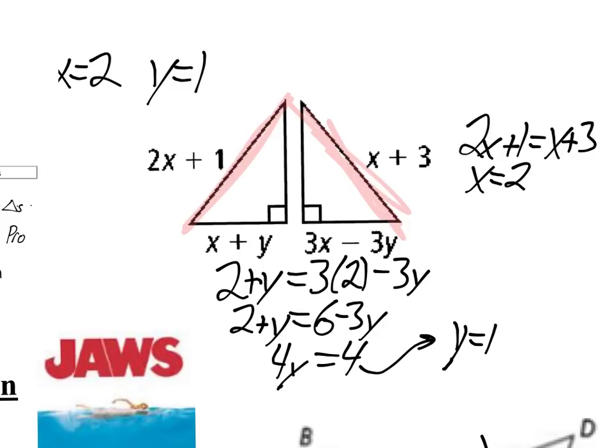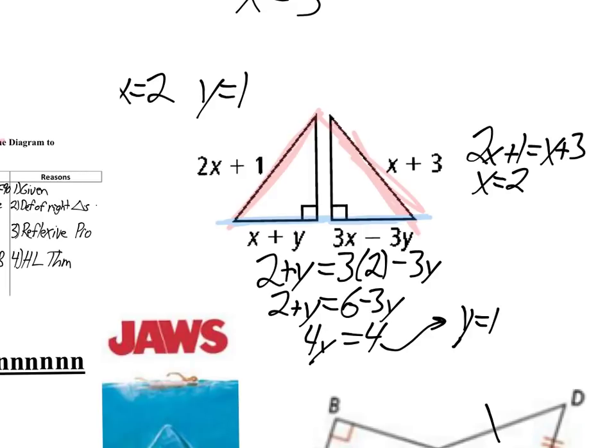Now I need the legs to be congruent. So this is equal to this. So x plus y. I don't want to have two variables, so I just plugged in 2 for x. So 2 plus y equals 3 times 2 minus 3y. So 2 plus y equals 6 minus 3y. Then I added the 3y's over, and I subtracted the 2, so 4y equals 4. That just got me y equals 1.